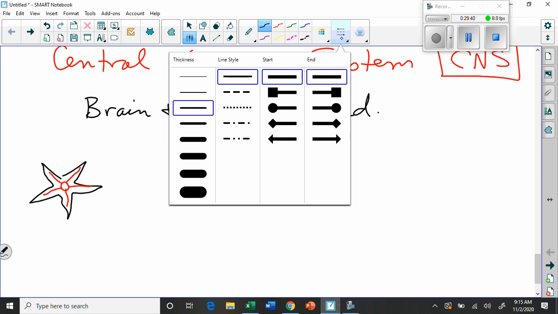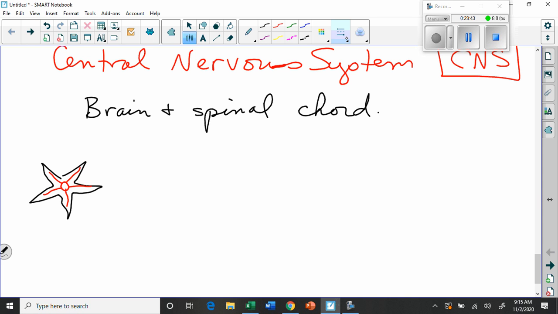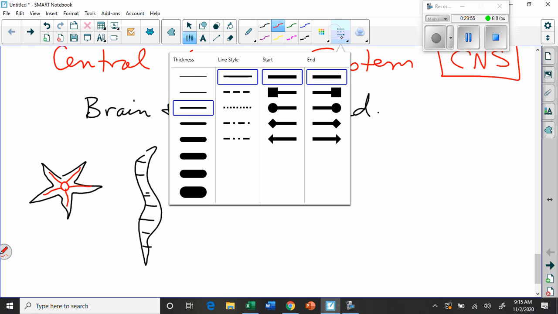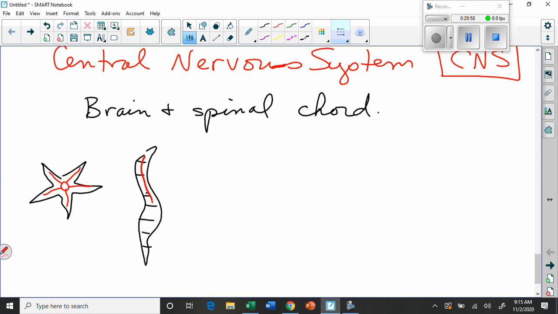As you go on to animals that are a little bit more complex, like an earthworm, an earthworm has a segmented body. The nervous system runs down the center of the earthworm, and then there are nerves that go out of there to the various parts. But each segment has a little ball of nerve tissue called a ganglion. A ganglion is one, or ganglia if you're plural. There are several ganglia, and each segment is kind of independent of the others in terms of its function.